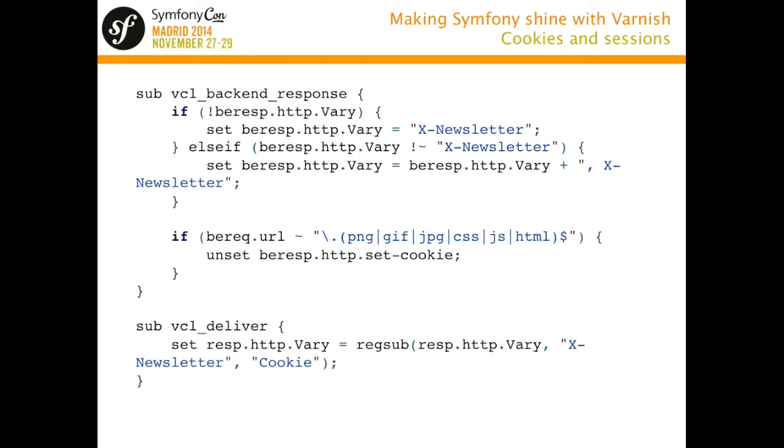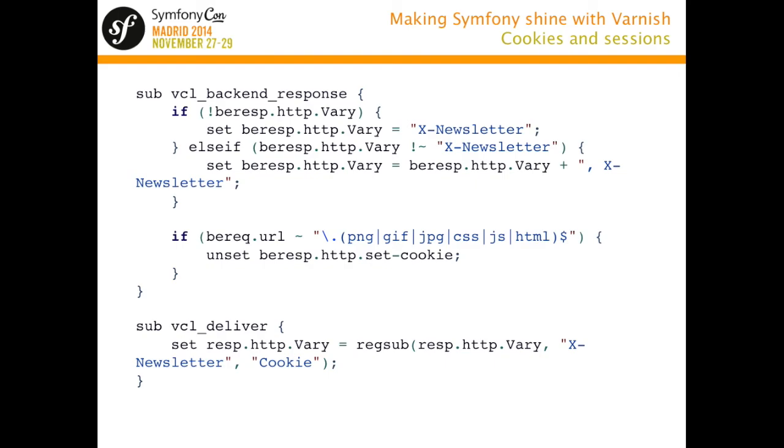And when we get the response, we are letting Varnish know, okay, you have to vary on this special header that I set up. So depending on if it's set or not, you have to keep 2 different versions. And also, if I get one of these static objects, I'm saying, I don't want any cookies that have been set on this, so just clear them.